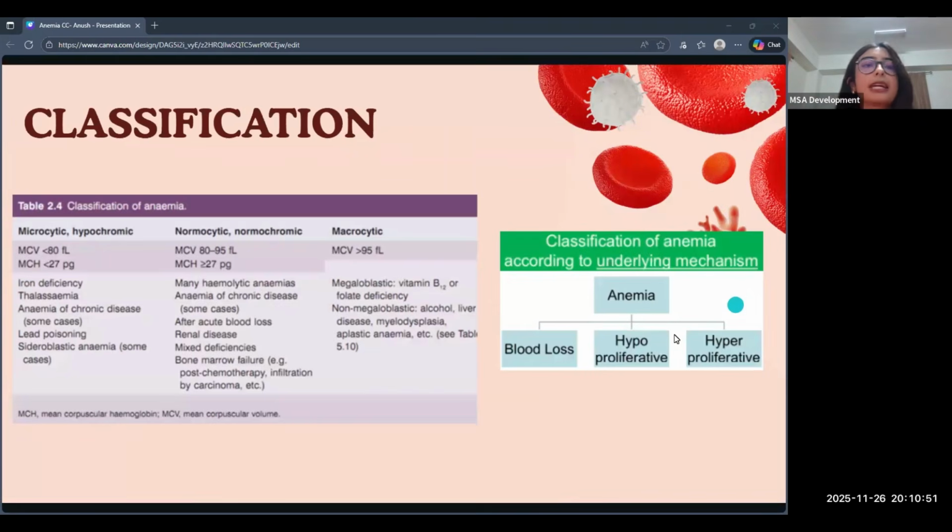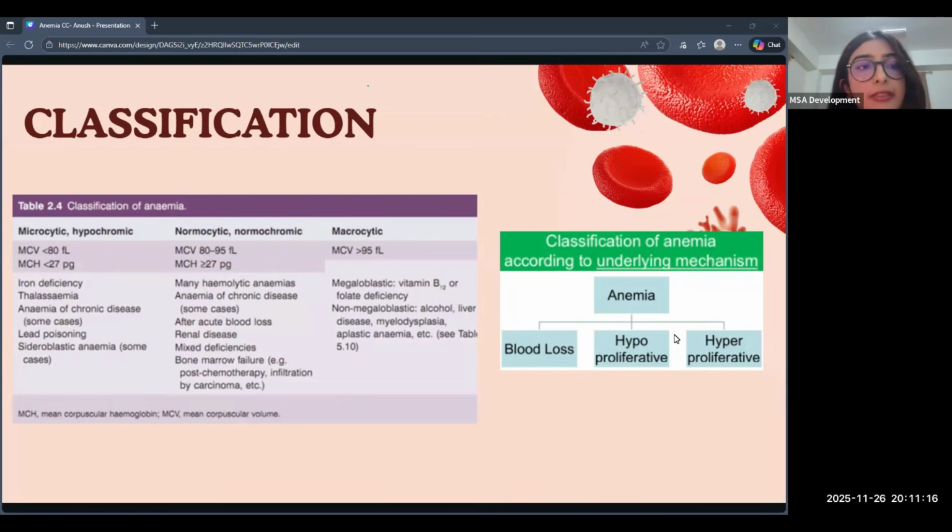Okay. Now coming to classification. There's two types of classification tables. Now, this is the easier type. So let's go through it step by step. So I said MCV and MCH are very important, right? So MCV and MCH, if they're both low, it's microcytic hypochromic, okay? That would be iron deficiency anemia, thalassemia, anemia of chronic disease, and so on.